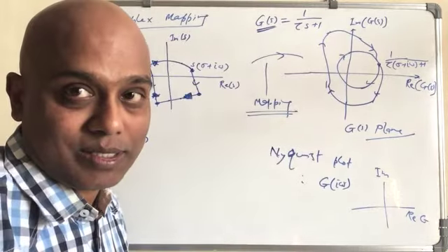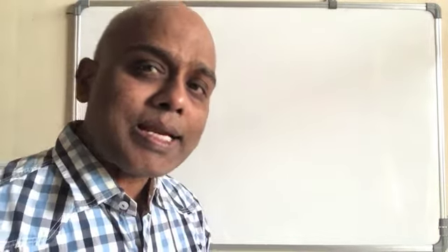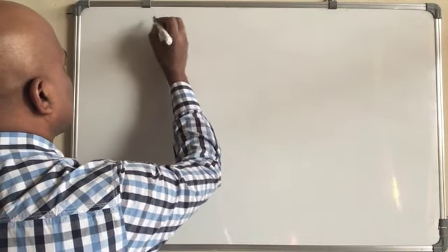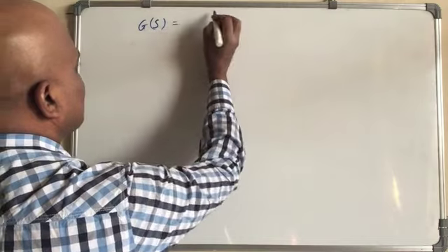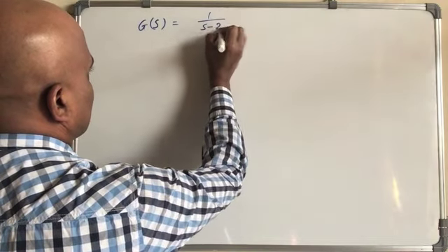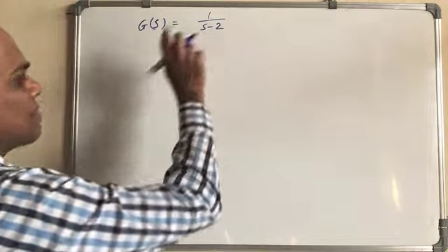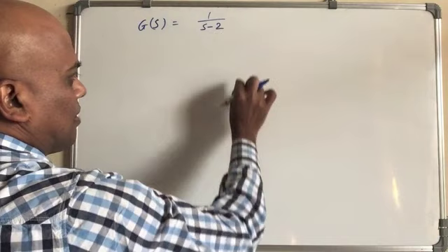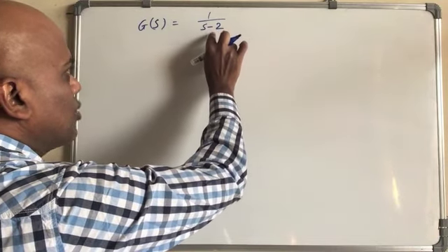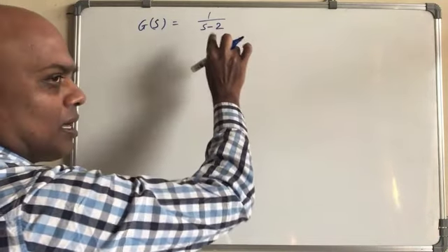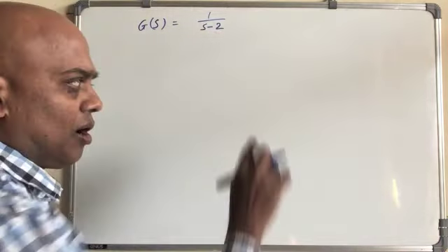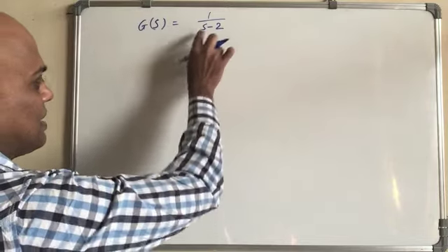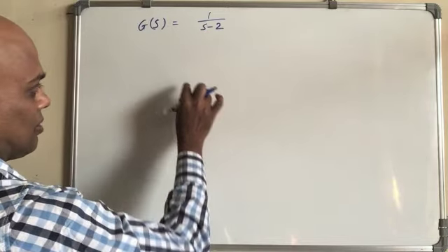Based on that, we will see what this mapping theorem is. So let's have G(S) equal to 1 over S minus 2. Purposefully I have taken S minus 2 because this will have the root on the right hand plane, right? So this will have a pole on the right hand side.